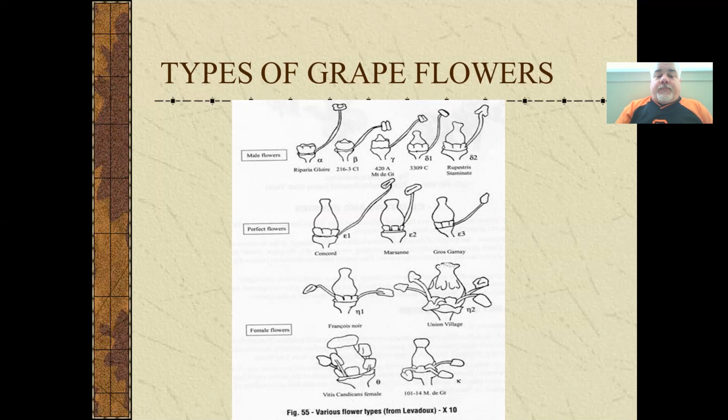They're there in a developmental capacity, but they're totally underdeveloped and they don't produce viable pollen. And so they're dysfunctional female flowers. The perfect flowers have both the female and the male parts. So again, there's a lot of variety out there, but not when we're talking about commercial grapes. I don't care if you're talking about wine grapes, table grapes, raisin grapes. Commercial grapes are almost always perfect flowers.